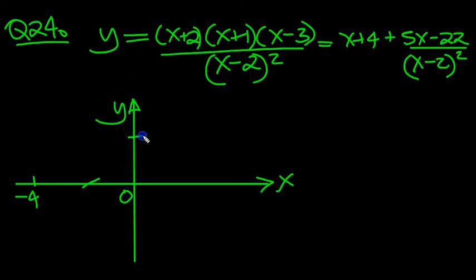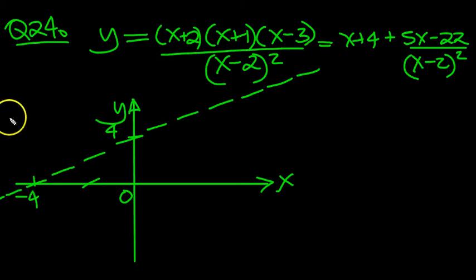So let's put 4 up here, and now we'll mark off our straight line asymptote here. So it's gradient 1, and it goes down there. So it's going to be difficult to sketch this side of the curve.